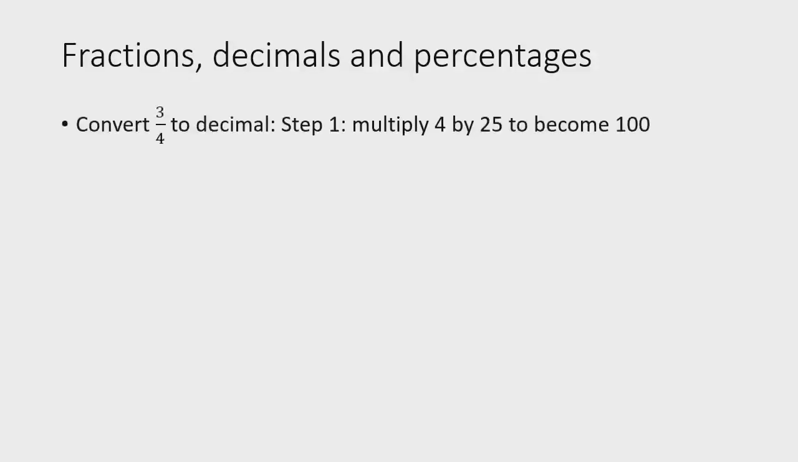Now, fractions, decimals, and percentages. They say, for example, convert 3/4 to a decimal. Now, the very first step that you need to know if you get a number like this is that you need to multiply 4 by 25 to become 100. Now, why would you want to do that?